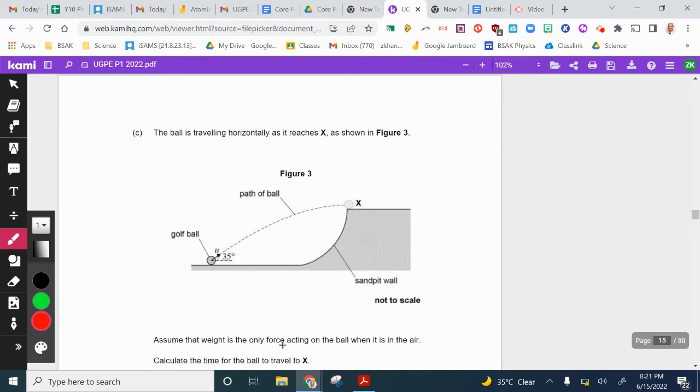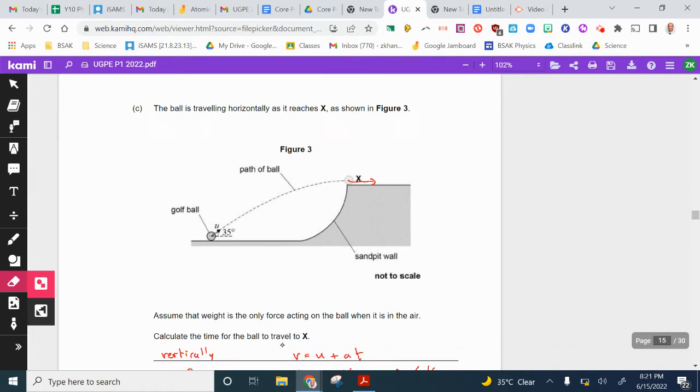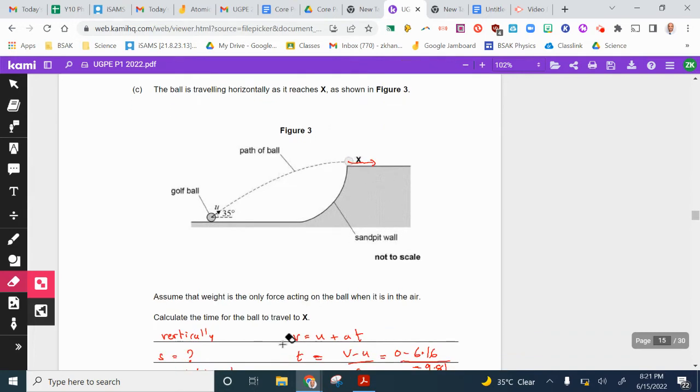Question C, we've got the ball's been hit and it arrives at X traveling horizontally. So as it arrives at X, it is moving with a component of velocity in the horizontal direction. That means that there is no vertical component when it reaches X, and that's the key giveaway here. So it reaches X traveling horizontally, so there's no vertical component. It says calculate the time of the ball traveling to X.